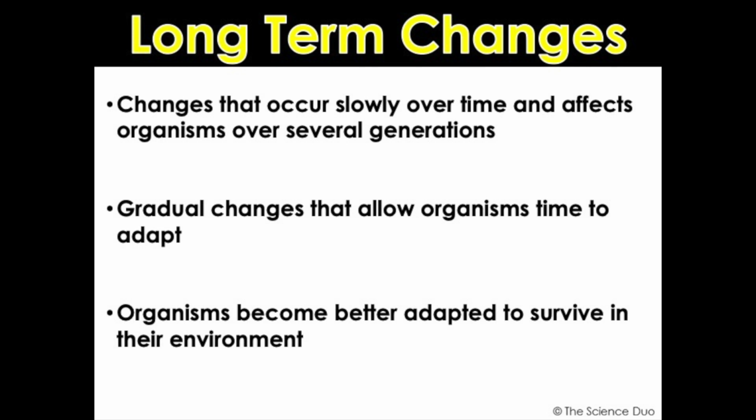Long term changes occur slowly over time and affect organisms over several generations. These are gradual changes that allow organisms time to adapt. The organisms become better adapted to survive in their environment. This is evident in things like the beaks of the Galapagos finches and the necks of giraffes in Asia and Africa.